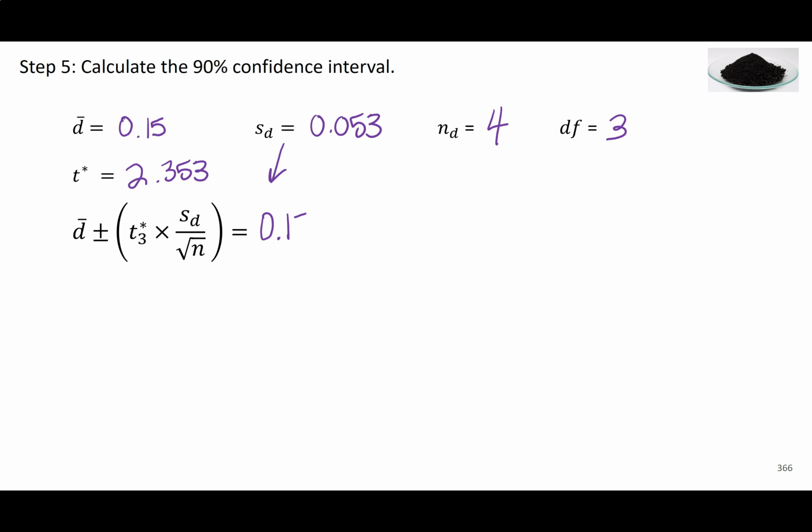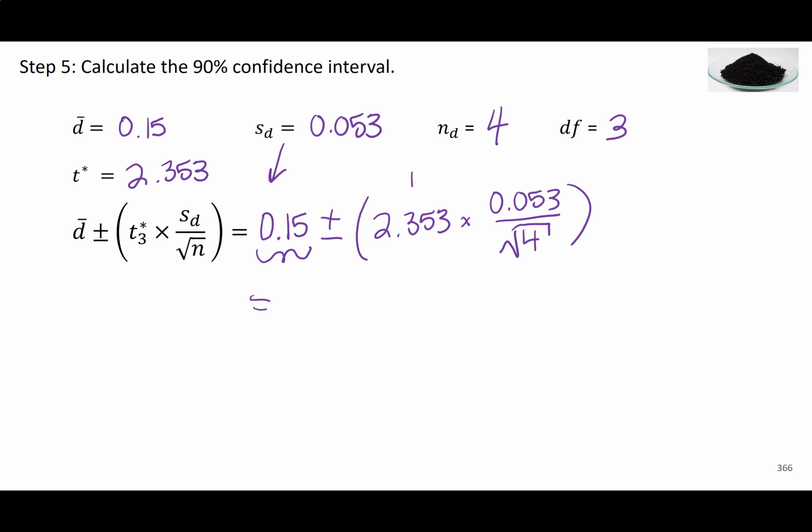So the average difference I saw in my samples, it was really, really small sample. And then my t-star is 2.353 times 0.053 over the square root of 4. That's nice. That's actually math that's very doable for me. So this is my point estimate. This is my critical value. This right here is my standard error. Everything after the plus or minus is my margin of error.